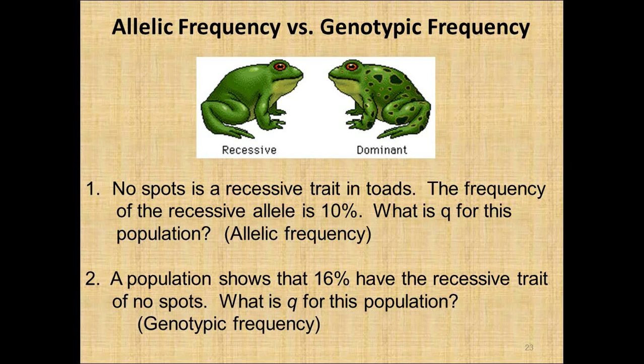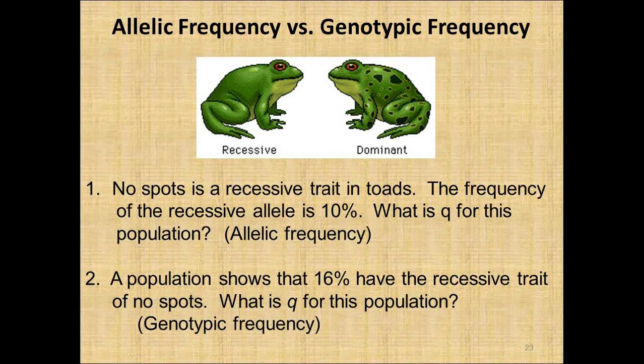Before we get too far into the Hardy-Weinberg calculations, you need to know the difference between allele and genotype frequency. When you're asked the frequency of an allele, you're being asked the number of dominant or recessive alleles in a population. If you're asked for genotype or trait frequency, then you're being asked for p squared, q squared, or 2pq. If you look at the examples, both ask the same question: what is q for this population? The difference is the information provided.